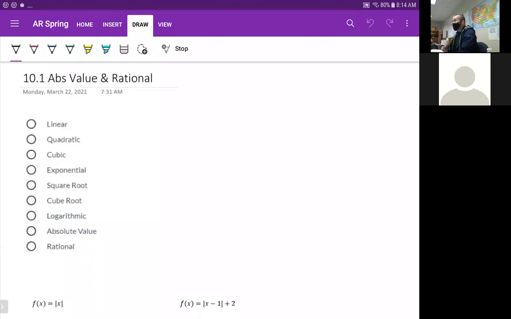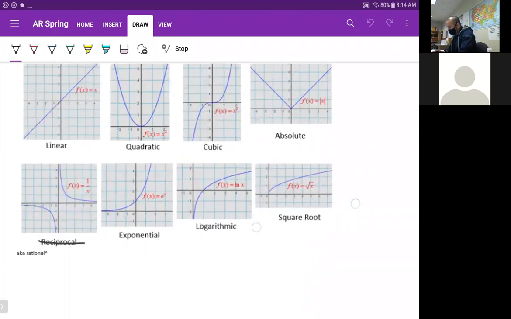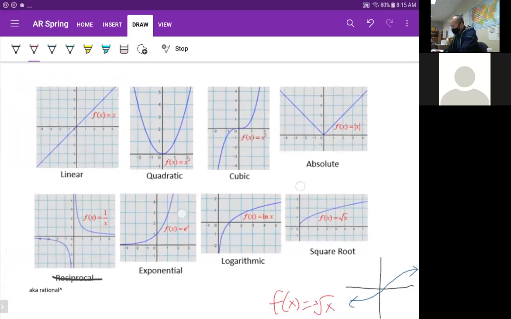So this is 10.1 absolute value and rational, just looking at identifying graphs as well as domain and range. These are the 9 types of graphs we've looked at before. They're just here. So you can graph them or you can just look at the equation and then you should be able to tell. The only one that's not on here is the cube root. And the cube root looks like this, where f of x equals cube root of x. So that's what all 9 of them look like.